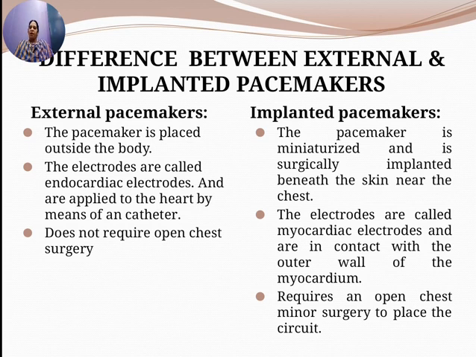It may be in the form of a wristwatch placed inside the pocket. From there one wire will go into the heart through the vein. Whereas the implanted pacemaker is miniaturized and is surgically implanted beneath the skin near the chest or abdomen, with its output leads connected directly to the heart muscles.